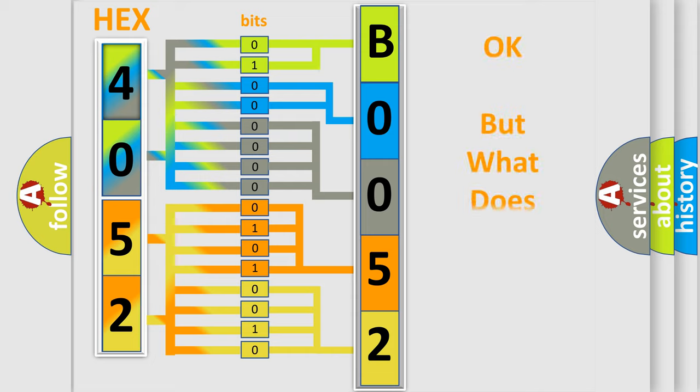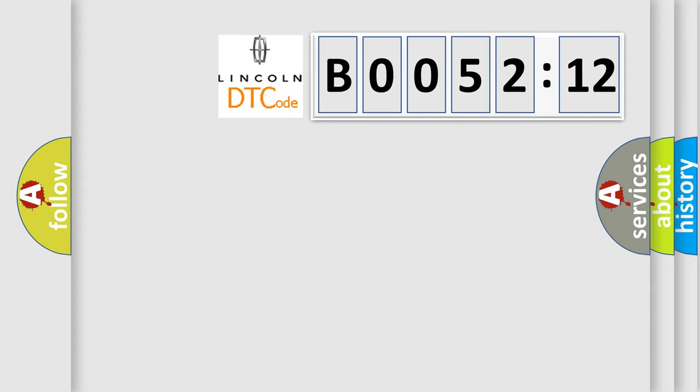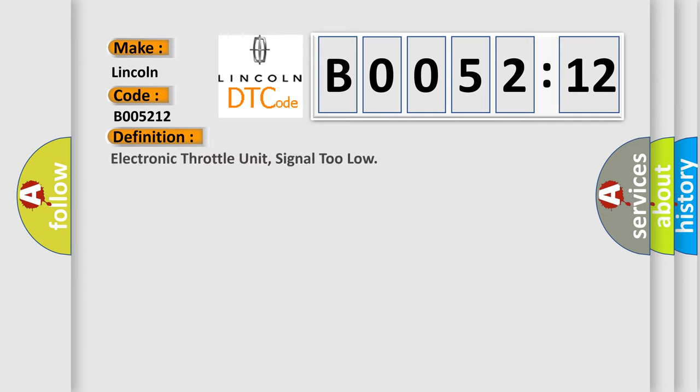The number itself does not make sense to us if we cannot assign information to what it actually expresses. So, what does the diagnostic trouble code B0052-12 interpret specifically for Lincoln car manufacturers? The basic definition is electronic throttle unit, signal too low.